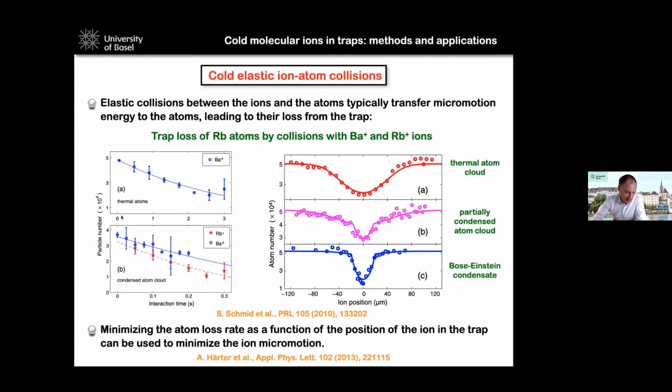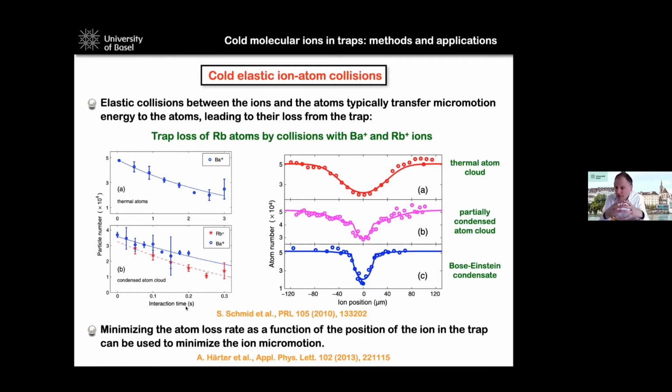And one can then see that the number of atoms decreases as a function of the interaction time with this barium ion. So what happens here is that we have collisions between the atoms and the ion in the trap. And the atoms are usually much colder than the ions in the trap. And moreover, the ions also have micromotion. We have already briefly touched upon this last time. This is this fast oscillating motion that an ion assumes in an RF trap. And so the ion is more energetic than the atoms, and by elastic collisions between the two, the ion can then impart kinetic energy to the atom with which it collides.